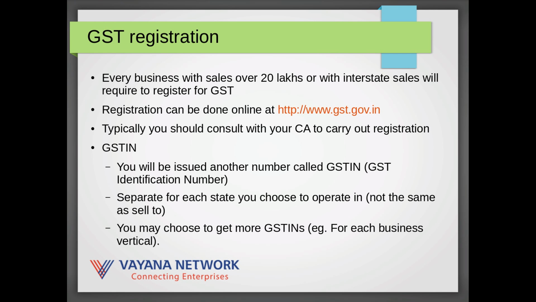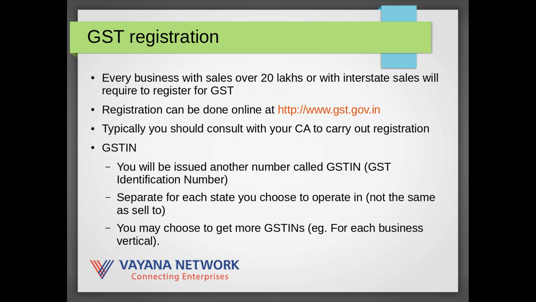Your CA is best placed to help you carry out the registration, although if you choose to, you could do it yourselves. At the end of the process, you will be issued a GSTIN, or what's called the GST identification number. That's a number just like PAN number is used today for income taxes. GSTINs are used in the GST system for identifying a specific business.